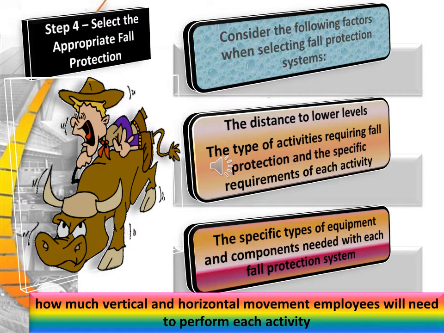Consider the following factors when selecting fall protection systems: the distance to the lower level, the types of activities requiring fall protection, and specific requirements of each activity, the specific types of equipment and components needed with fall protection systems, how much vertical and horizontal movement employees will need to perform each activity.